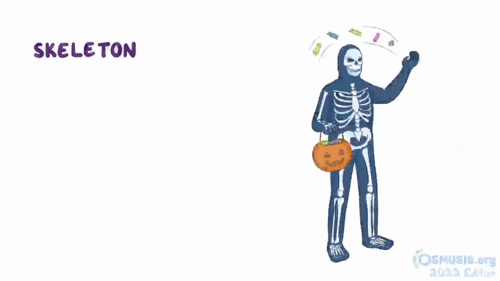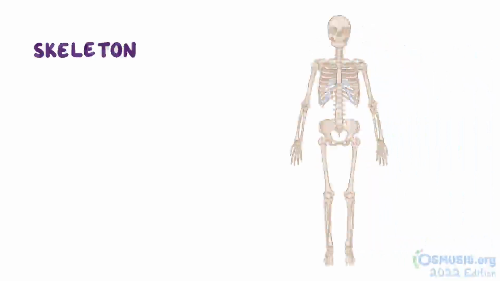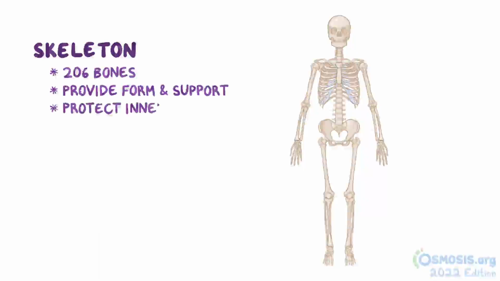What comes to your mind when you hear the word skeleton? Maybe last Halloween? While you may associate the skeletal system with the dead, it's actually an integral part of our living bodies. It is made up of 206 bones that provide form and support, protect the inner organs, and together with muscles, bones also help in performing different types of movements.